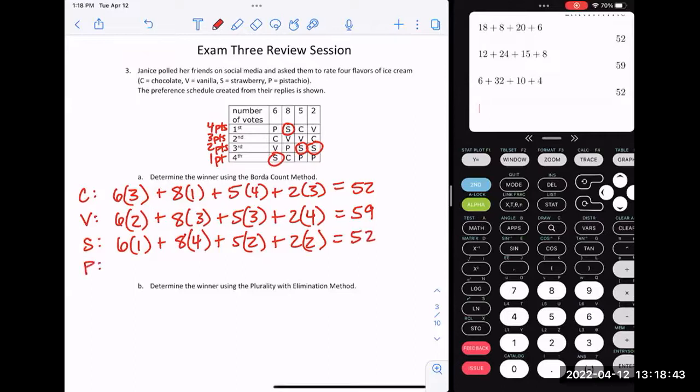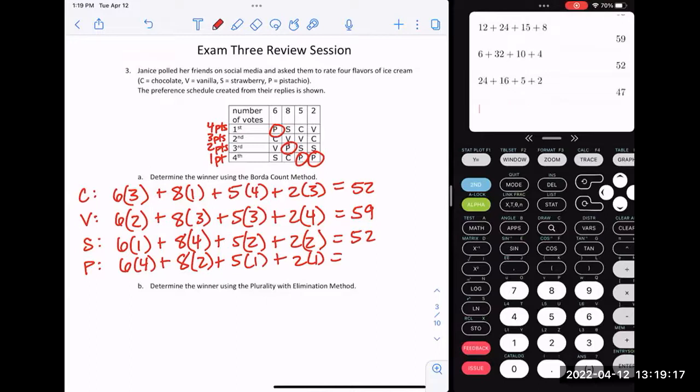And then last, let's do pistachio. So the first 6 voters like pistachio the best. They're giving pistachio 4 points. The next 8 voters give pistachio 2 points. The next 5 give only 1 point. And then the last 2 give only 1 point. So this is going to be 24 plus 16 plus 5 plus 2, 47 points for pistachio. And then real quick before I find my winner, I'm just going to check and see.